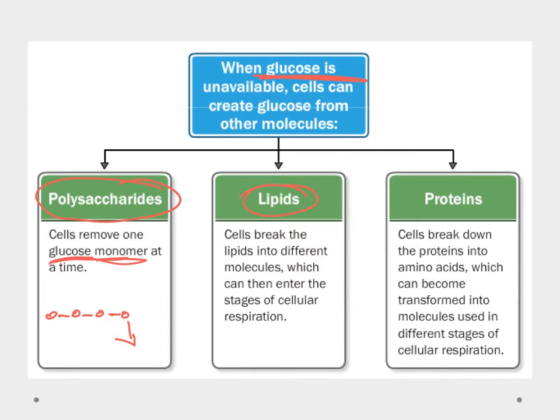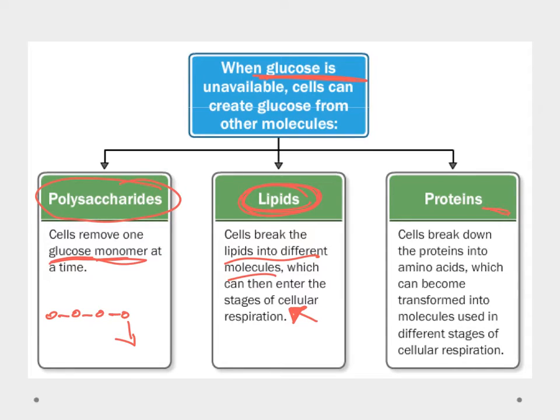The other one are our lipids. Okay, remember when we talked about lipids, we said that those are molecules that were storing excess energy. Well, the cells are going to break the lipids into different molecules, and these different molecules will then enter into the stages of cellular respiration. So it's not going to form glucose, but it might form some of the later molecules that then can run through the cycle, and it can generate ATP that way.